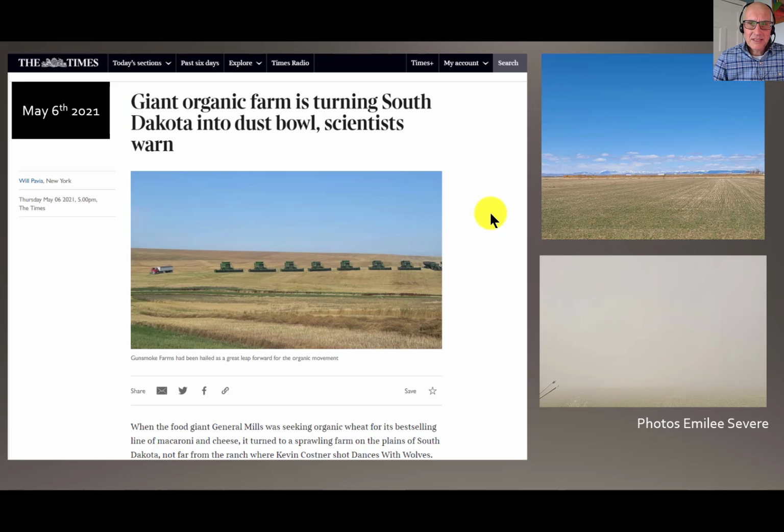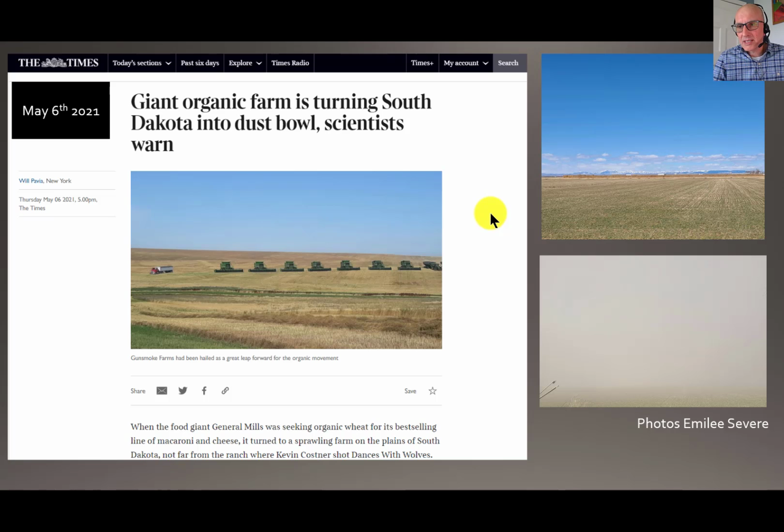I just want to make the point that it's not just Africa. This was an article I saw in the UK Times on May the 6th, just a couple of weeks ago, where a conversion to organic agriculture, which is often seen as a panacea, was turning South Dakota into a dust bowl. This is largely because it returns to a plough-based system where you're turning the soil, and that's releasing organic carbon and breaking the soil structure up, making it weaker. And there's a loss of material by wind and water erosion.